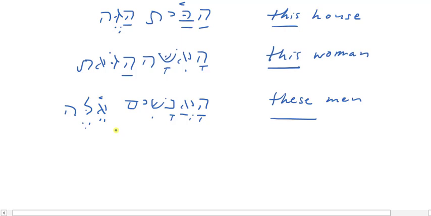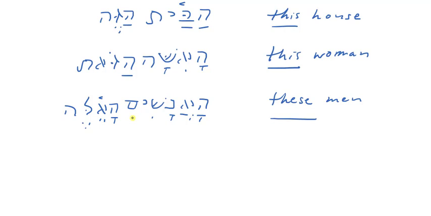Can I leave it like that? No. I need the article. I got to have ha here. Ha anashim ha Ele. So the men, the these, is these men. Okay? You see how this works?